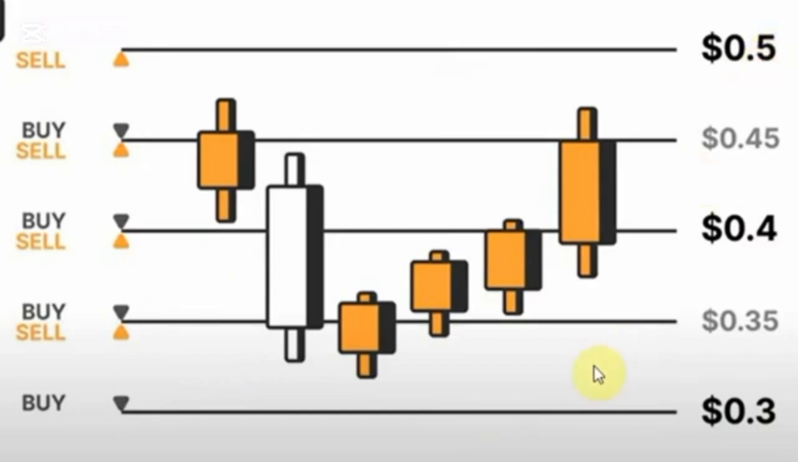Now, there's something called interval in the spot grid. The interval you have for your grid is the interval between the entry price and the take profit price. So, for example, the interval for this illustration is 0.05.